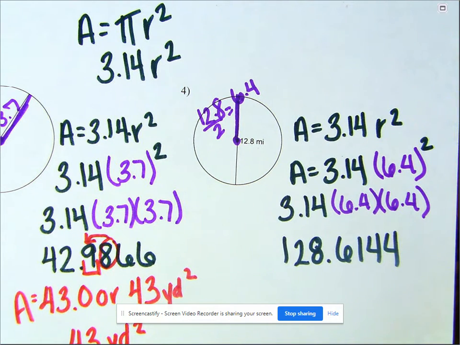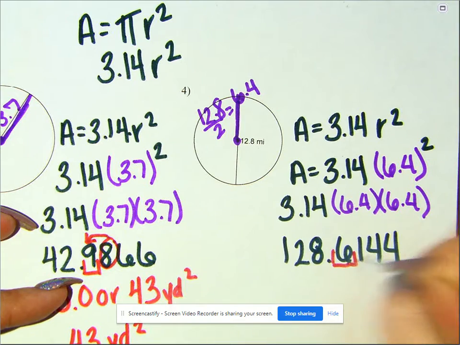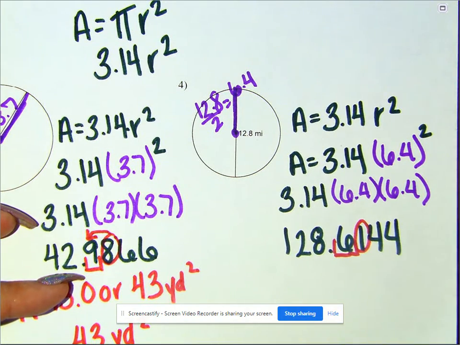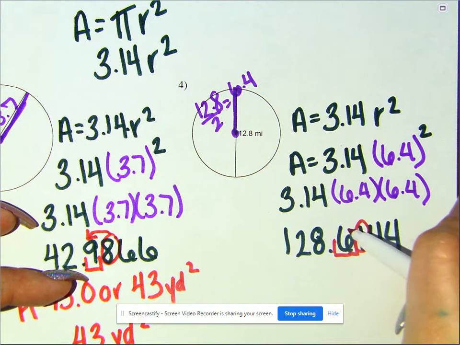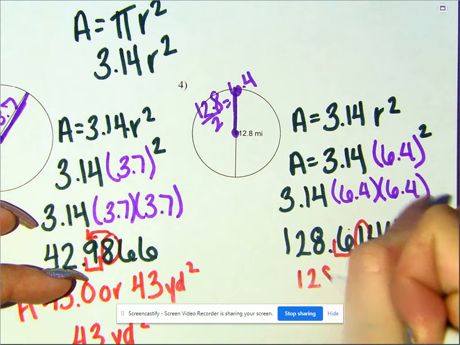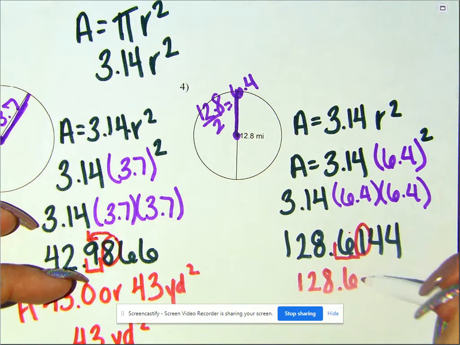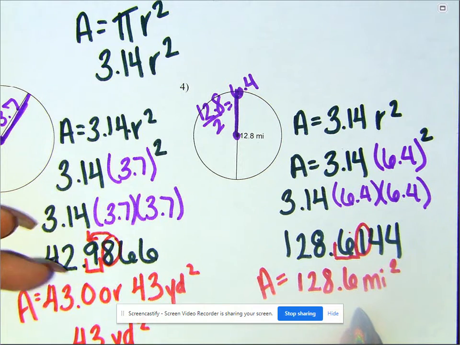Again, a lot of numbers to round, it looks, but I'm still going to use the same concept of rounding to the nearest tenth. So finding what is in your tenths place is 6. The hundredths place is going to help us out. So it's still the same saying. 5 or more, raise the score. 4 or less, let it rest. 1 is less than 4, so the 6 is going to rest. So 128.6 is my final answer. This problem used miles. I'm going to square it. So again, my final answer is 128.6, the 6 being in the tenths place, miles squared.